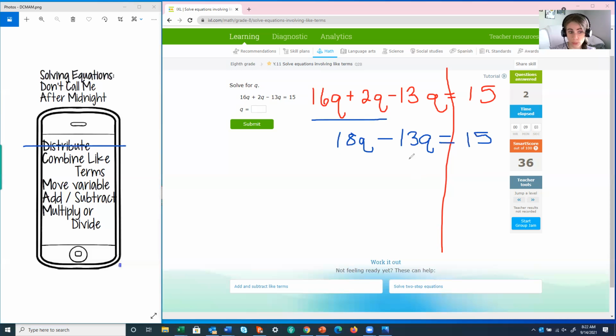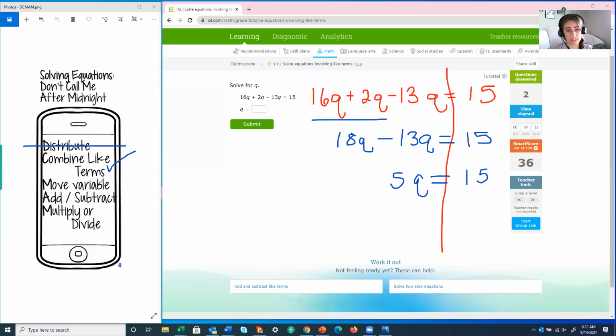But then I still have two more like terms. 18Q minus 13Q would be 5Q. So we're left with 5Q equals 15. Any more like terms? Nope. All right, so that step is donezo. Let's move on to the next, move the variable. Nope, there's no need to move the variable because I don't have multiple variable terms.